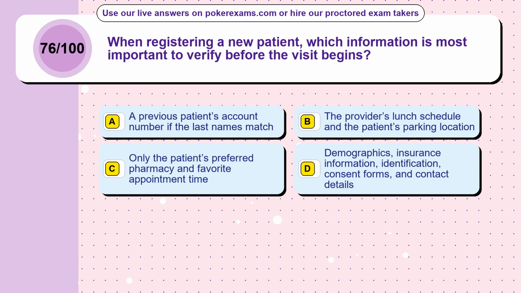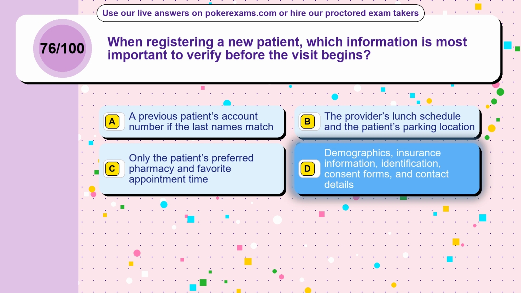Question 76. When registering a new patient, which information is most important to verify before the visit begins? Option A. A previous patient's account number if the last names match. Option B. The provider's lunch schedule and the patient's parking location. Option C. Only the patient's preferred pharmacy and favorite appointment time. Option D. Demographics, insurance information, identification, consent forms, and contact details.